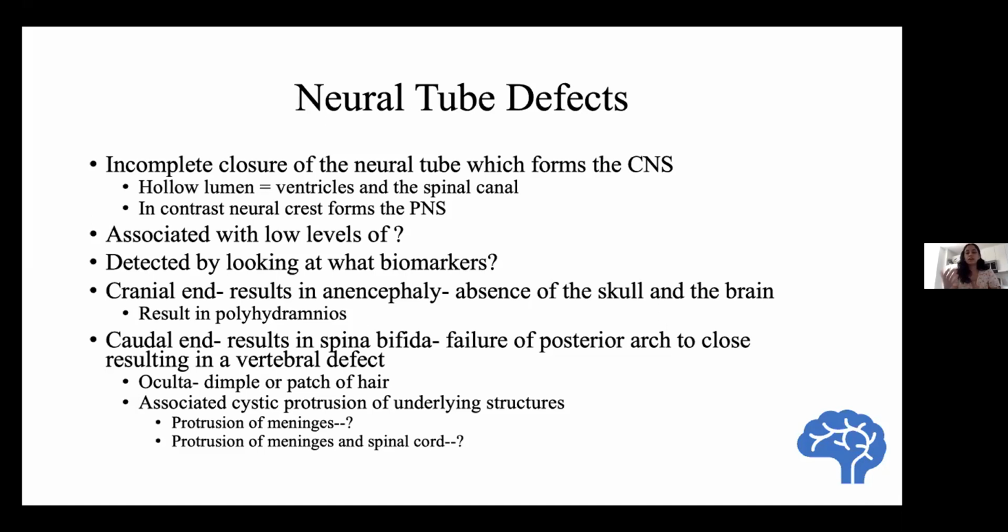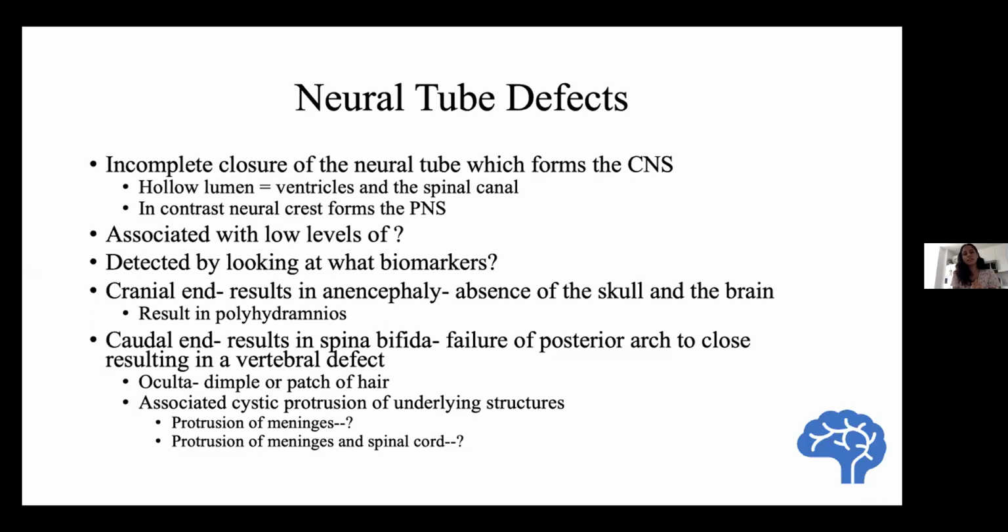Now, depending on what end is affected, you get different pathology. When the cranial end is affected, you get anencephaly, where you have absence of the skull and the brain. And this can result in polyhydramnios, because you have absence of the brainstem and therefore the swallow mechanism, and the baby's not able to swallow the amniotic fluid, so that builds up.